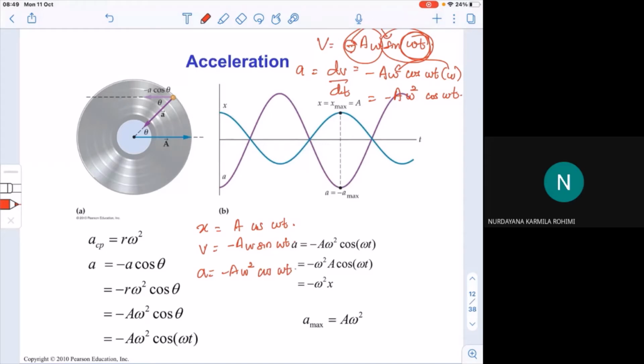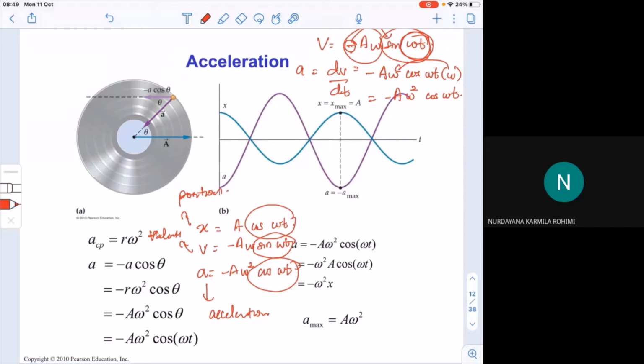Okay, now you have three equations. X is the position, V is the speed or velocity, and a is the acceleration. Inside the equations of position, velocity, and acceleration, in terms of simple harmonic motion, we have some radian mode part: cos omega t, sine omega t, cos omega t.